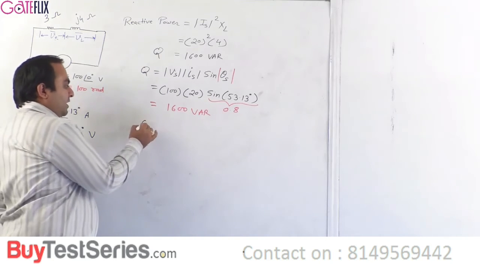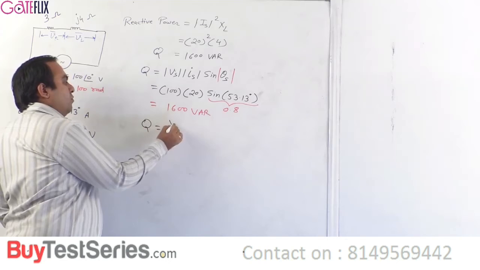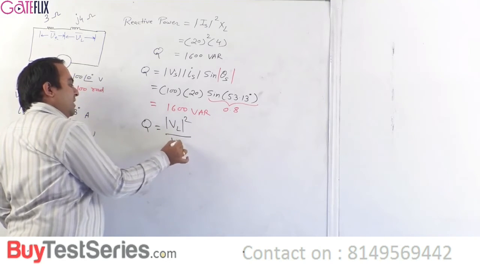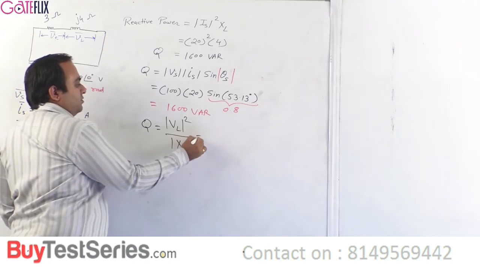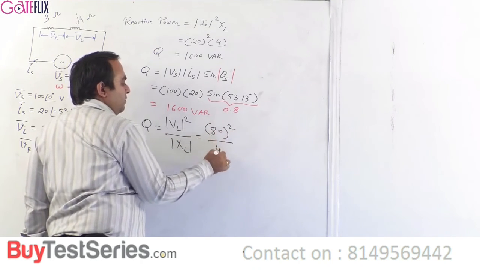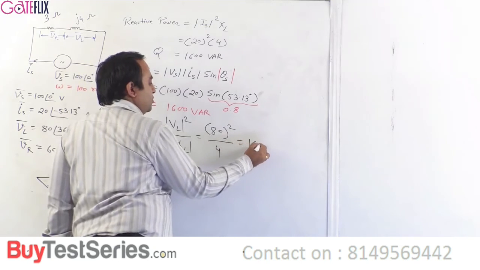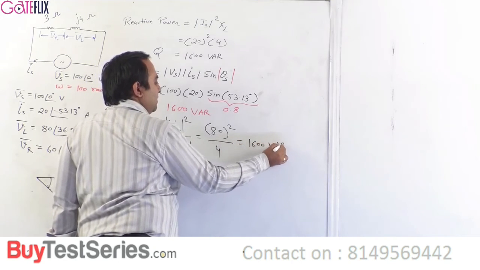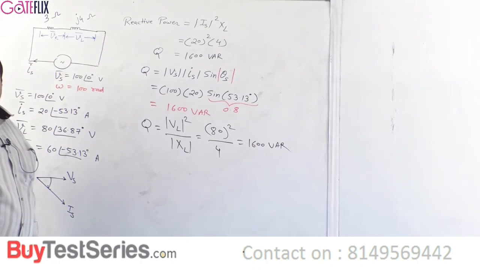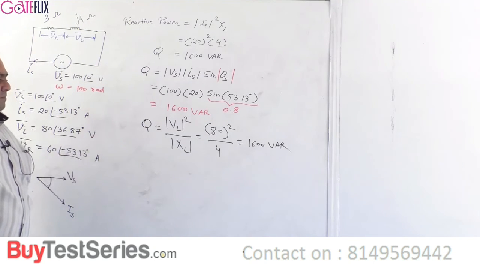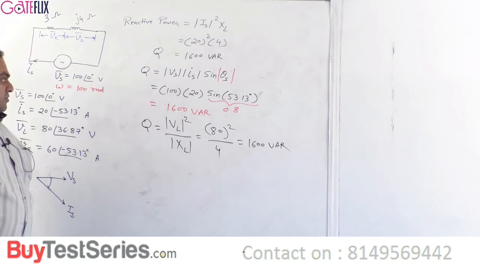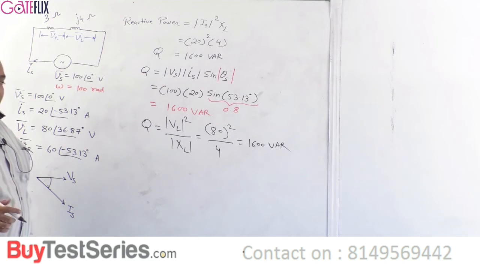Third way of calculating the reactive power is voltage across the inductor squared divided by XL. So it is 80 squared upon 4, which again amounts to 1600 VAR. So it becomes 1600 VAR. This is how the reactive power is calculated. Another way, which we can add both in the active and reactive power.